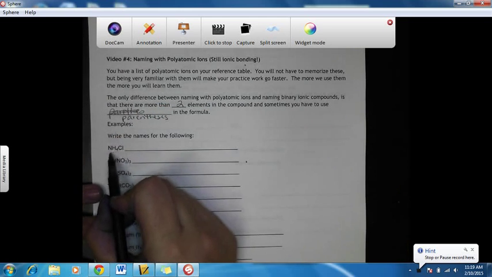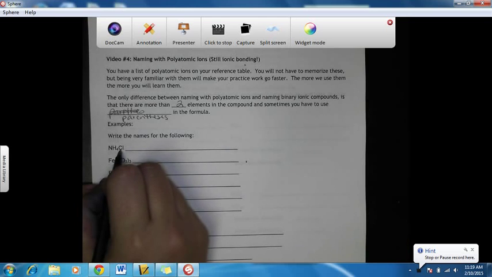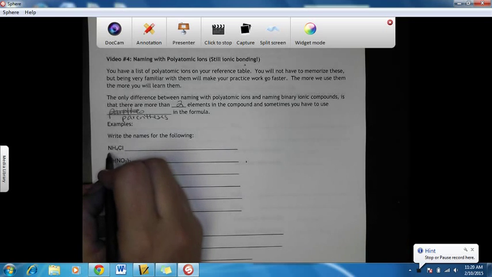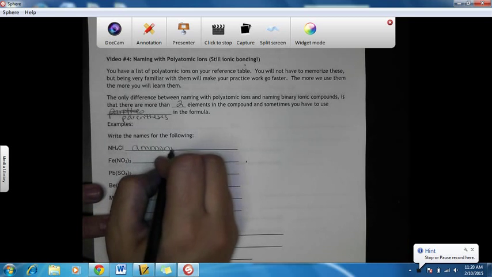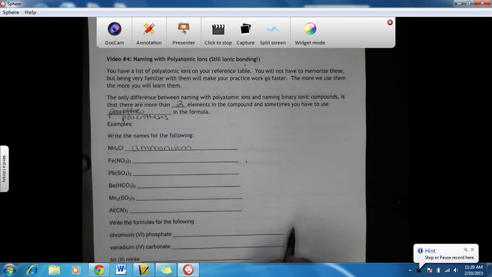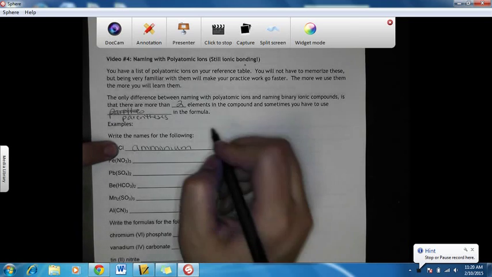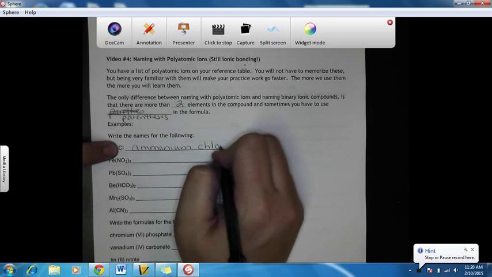So we see we have 1, 2, 3 elements. That's our first clue that we have a polyatomic ion present. If we look on our reference packet, on that last page, it tells us our list of polyatomic ions, and it tells us that NH4 is called ammonium. Now that we've named NH4, the ion ammonium, then Cl still works like it did before, it would be chloride.